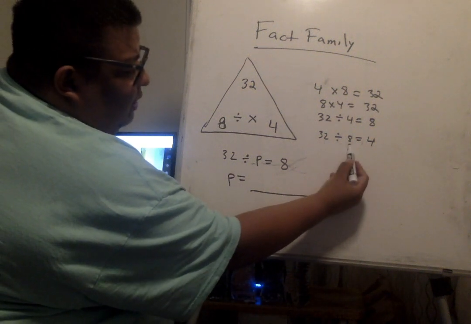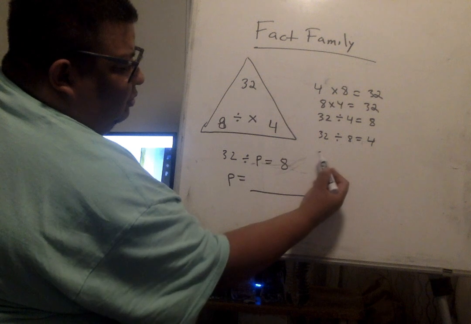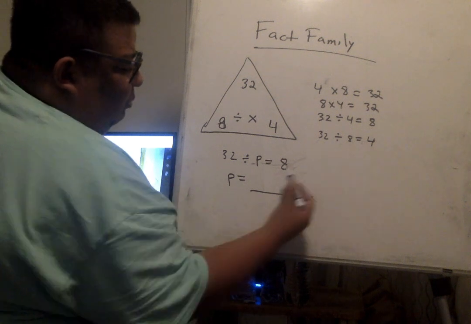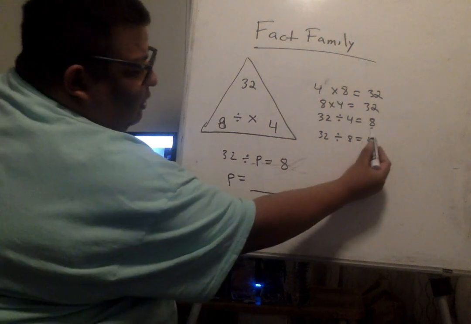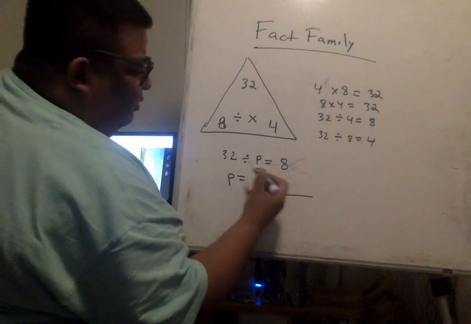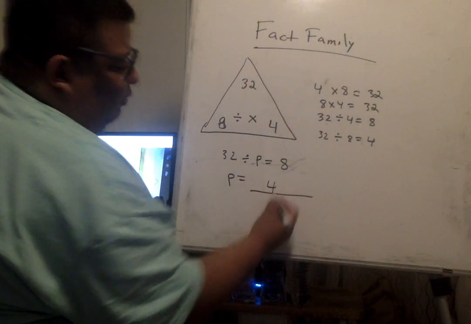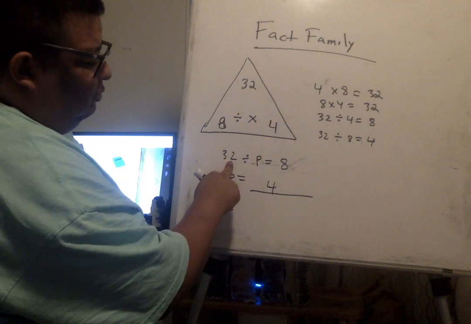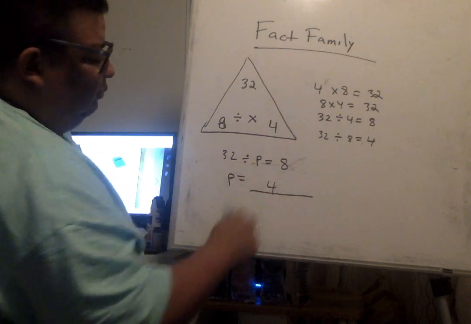Let's look at our facts. 32 divided by 8 equals 4. That looks similar. But remember, this is an 8. So let's look at this one. 32 divided by 4 equals 8. So p has to be 4, because look, 32 divided by 4 equals 8.